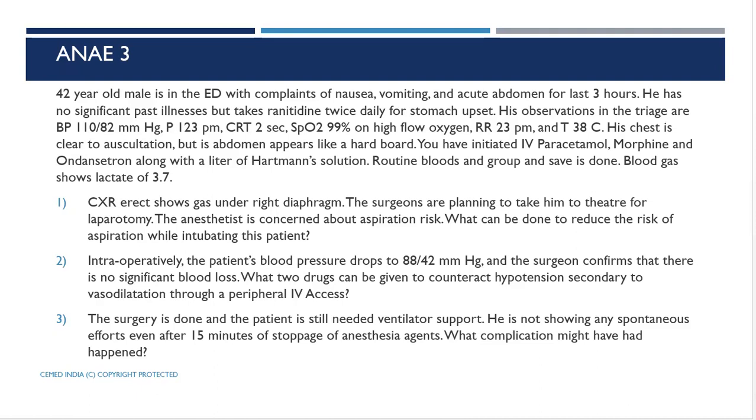Right. So the chest x-ray shows perforation and you're concerned about aspiration risk. What can be done to reduce it? It's very easy. Sellick's maneuver, or cricoid pressure as we call it, and a Ryle's tube or nasogastric tube for aspiration. Intraoperatively, the blood pressure drops.